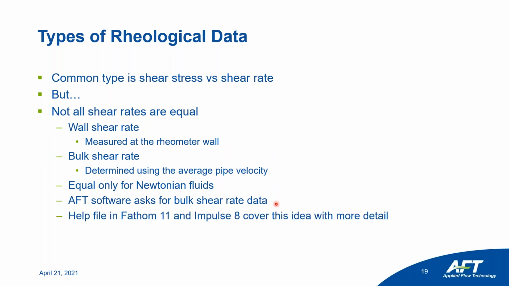However, the help file for Fathom 11 right now and Impulse 8 cover this idea that not all shear rates are equal and how to convert between these two types with more detail. I'm not going to get into it right now because it does involve some math, but if you're ever interested, go ahead and check out the latest releases of Fathom 11 and Impulse 8 so you can look at that for yourself. And I stress the latest releases because I did just get done refreshing some of that content. So the old content covers it a little bit. However, if you're able to upgrade to the current releases of Fathom 11 and Impulse 8, you'll be able to get an even better and more thorough description of what that process looks like.